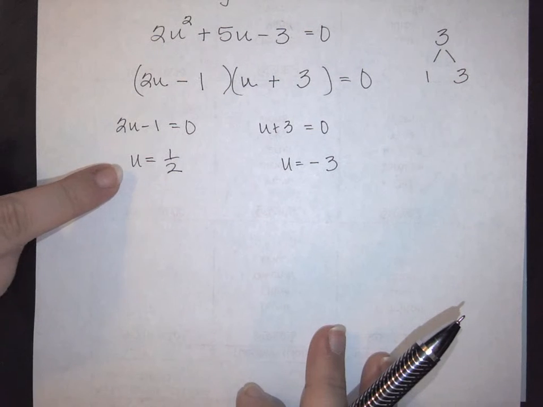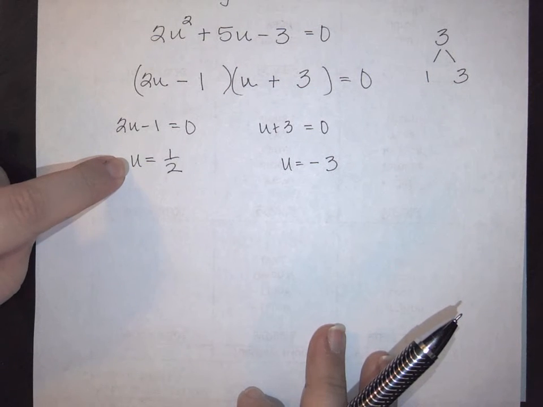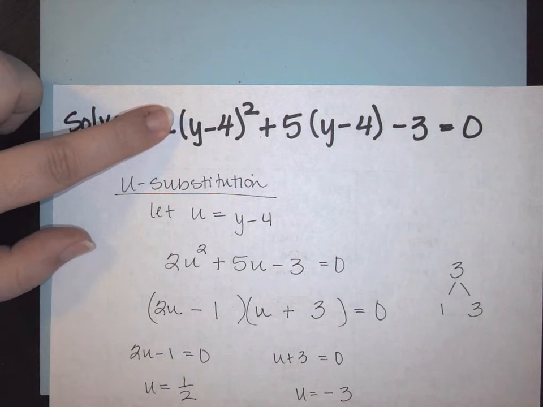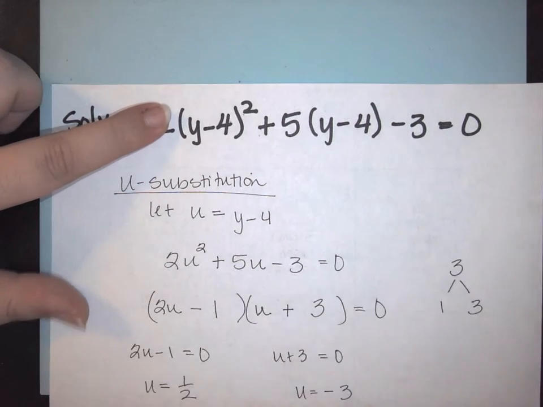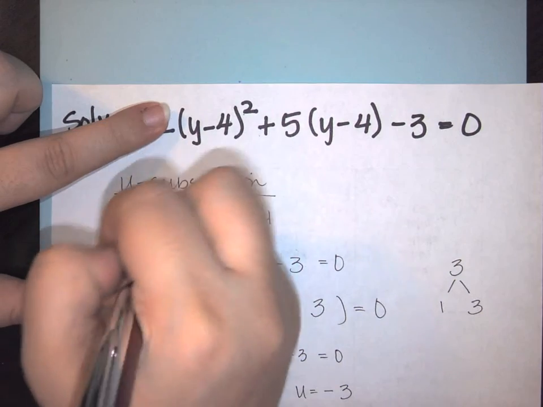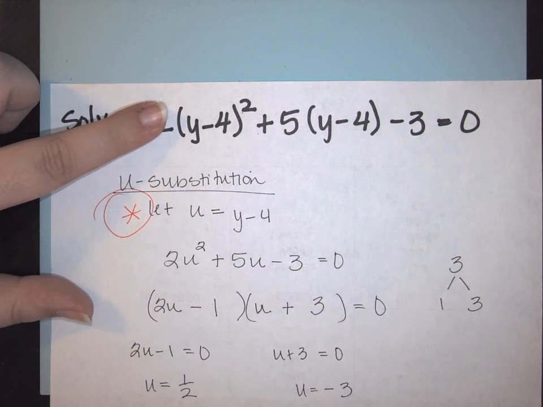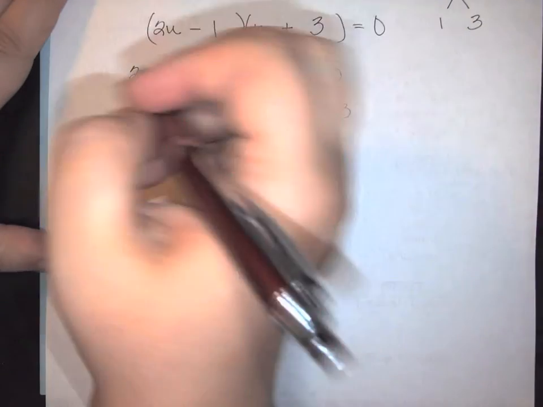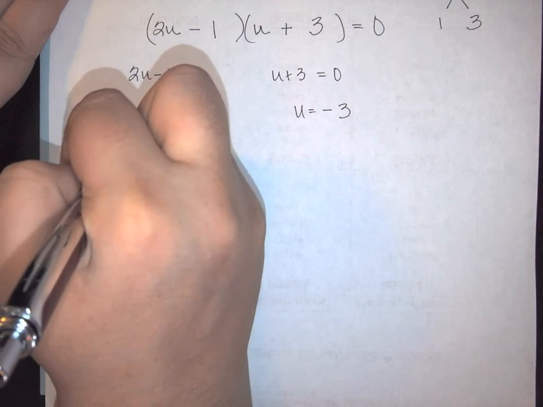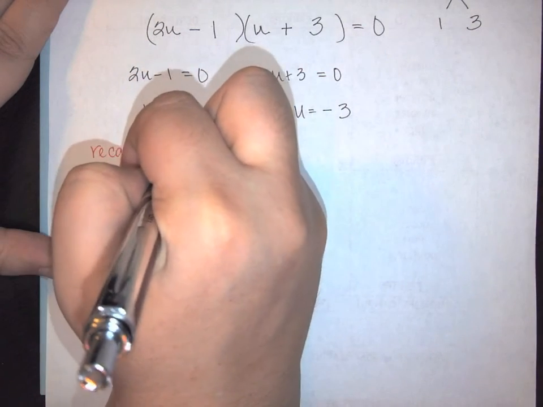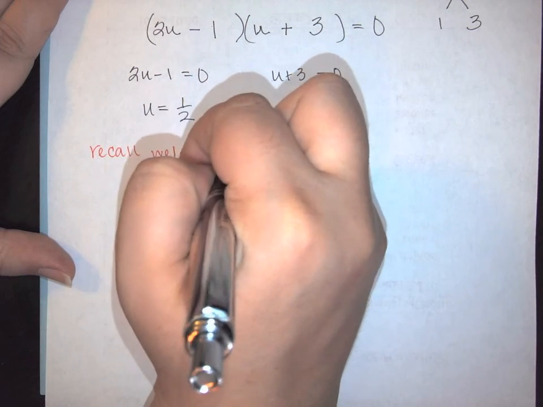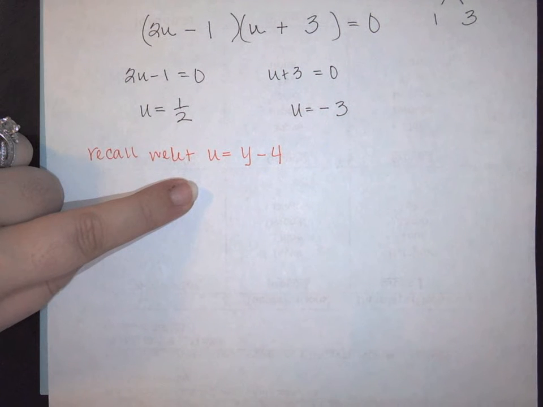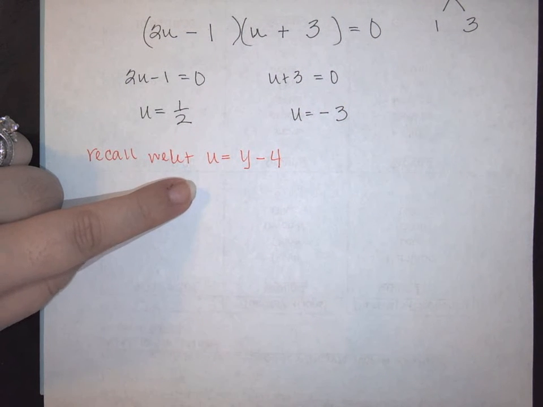Once you solve, you need to double check. Here we solve for the u variable, but my original problem had y. And the biggest thing that you have to remember is that back in the beginning we did this let statement. Once you do it once, you have to undo it at the end. So here we have to recall that we let u equal y minus 4. So we need to use that idea to reverse itself.